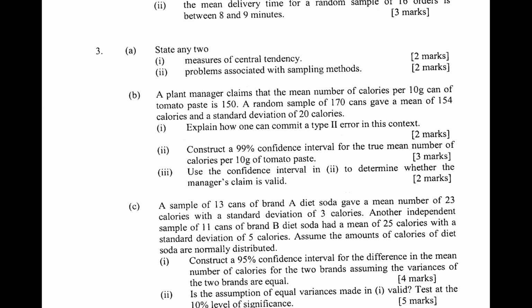a plant manager claims that the mean number of calories per 10 kg can of tomato paste is just 150, and a random sample of 170 cans gave a mean of 154 calories, and the standard deviation is given to be 20 calories. Then you have to explain how one can commit a type 2 error in that context.